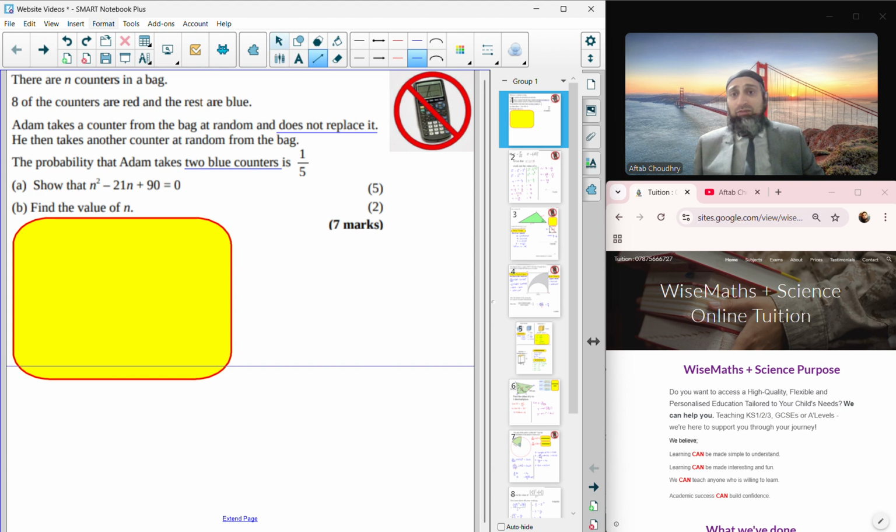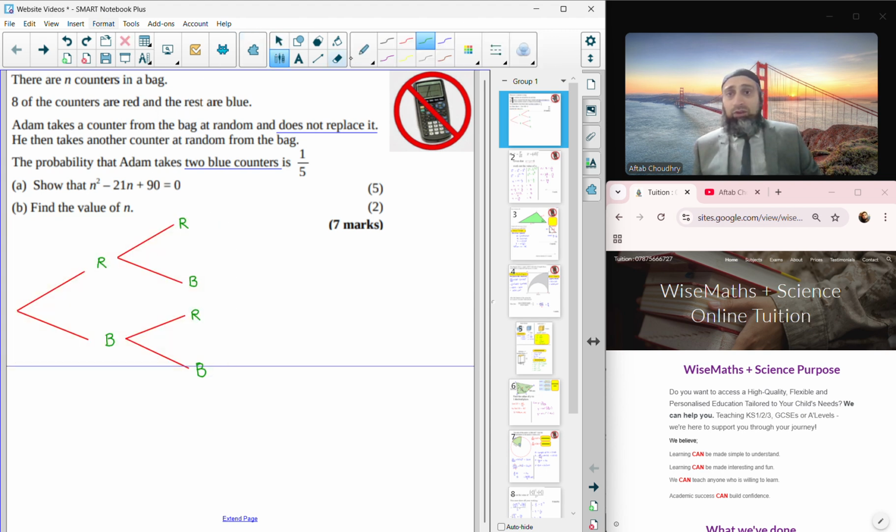Now, this is probably best represented using a probability tree diagram. So let's have a quick look at this. We know there's 8 red counters and a total of n, so that's 8 chances out of n to get a red. To get a blue, the total is once again n, however the amount in terms of blue is going to be the total of n minus 8. So it's going to be n minus 8 over n.